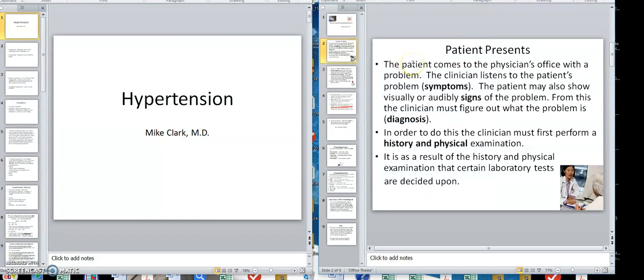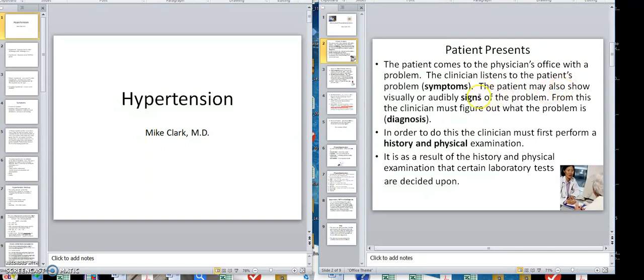When a patient comes in to a doctor's office or a nurse practitioner, physician assistant, the clinician listens to the patient's problems. Now, the symptoms are the patient's problems that they tell to the person. They are subjective. Subjective in that there's no way to truly say if you have pain or not. You tell me that, I'm not sure. Okay?